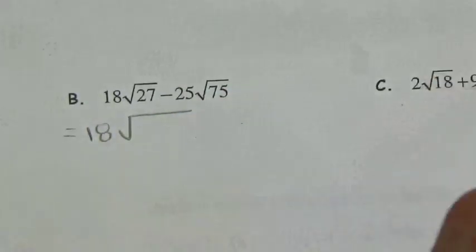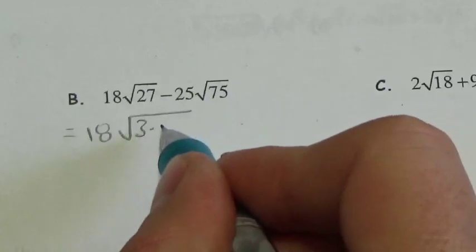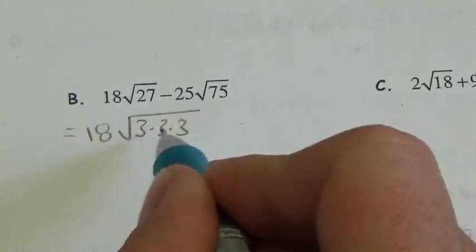27, well, 27 is not divisible by 2. It is divisible by 3. Which gets me 9, and 9 is also divisible by 3, so I get 3 times 3 times 3.